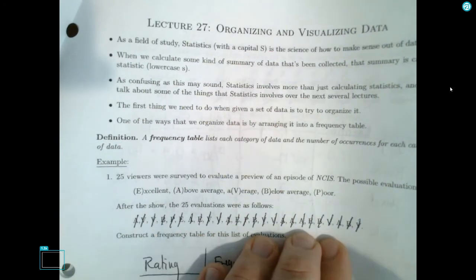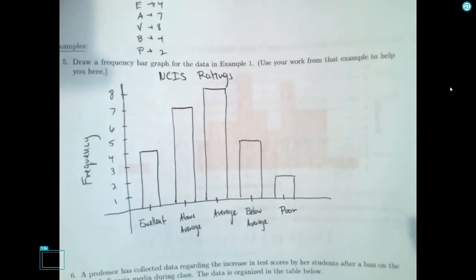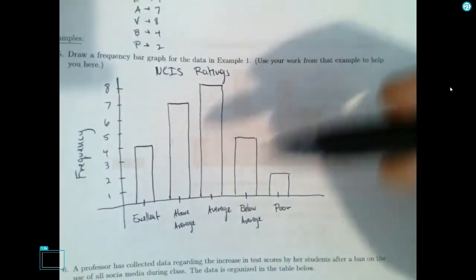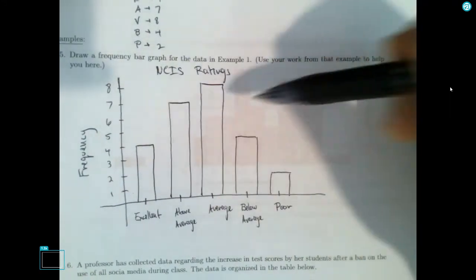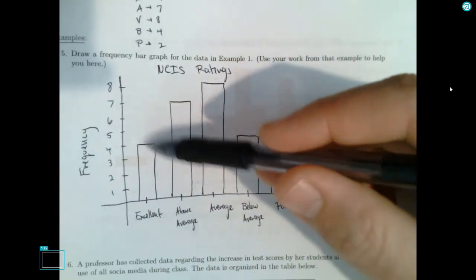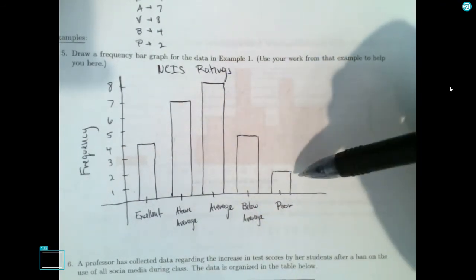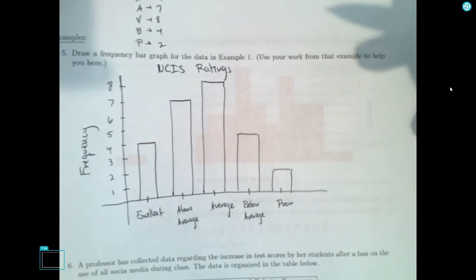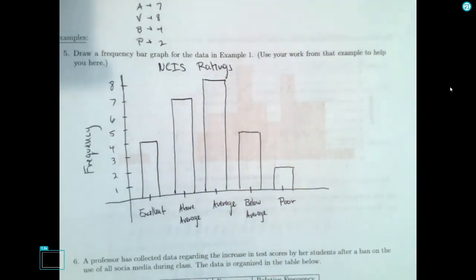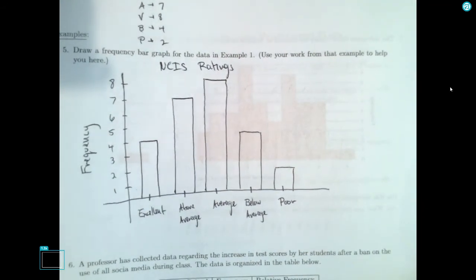Just looking at these observations, it's hard to tell what's going on. But if you can see a graph of it like that, then it's much easier to tell what's going on. Most people thought that it was just an average show. A few people thought it was excellent. Not very many people thought it was poor, right? So that's just kind of a run-of-the-mill episode of NCIS, I guess. All right, so that's that.